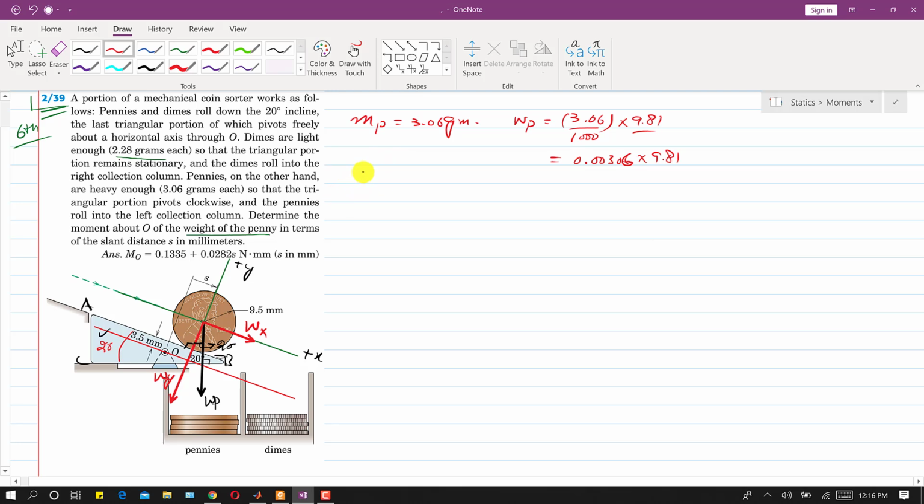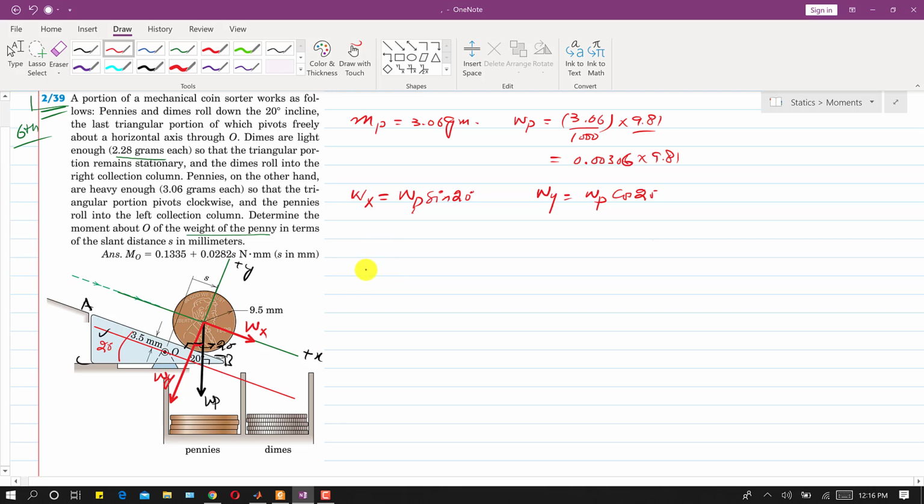Now if we find the components of W, then Wx will be equal to Wp, and the angle is made with the y-axis, so this one will be the sine component: Wp sine of 20 degrees. Similarly, Wy will be Wp cos of 20 degrees. The angle is made with the y-axis, so as we see here, this is 20 degrees.